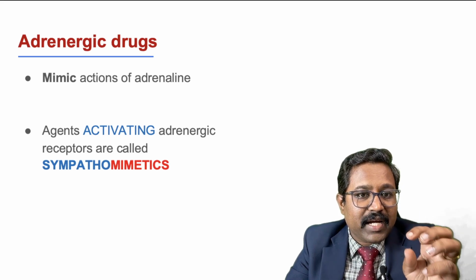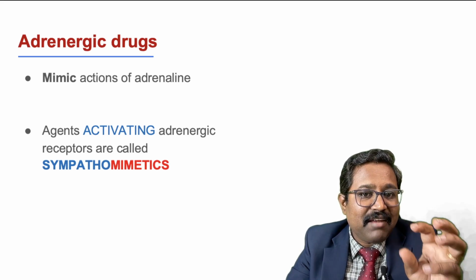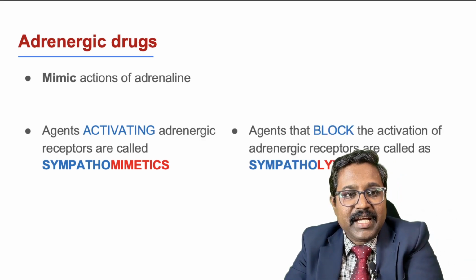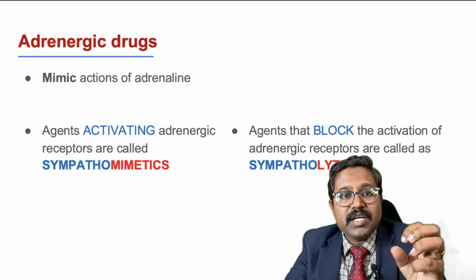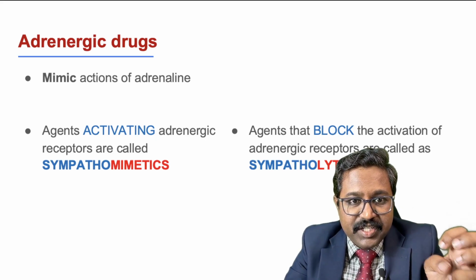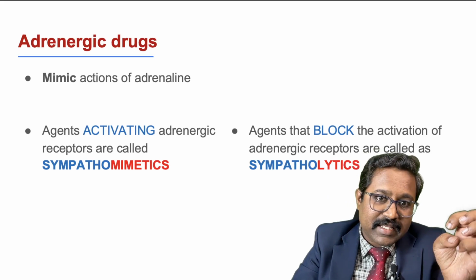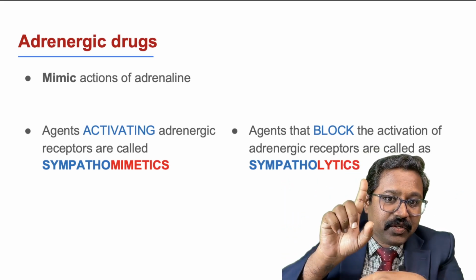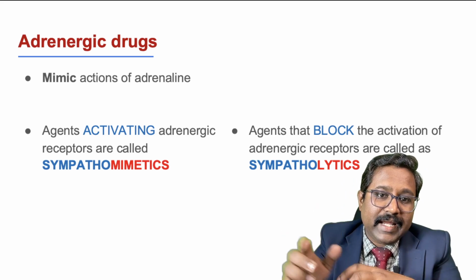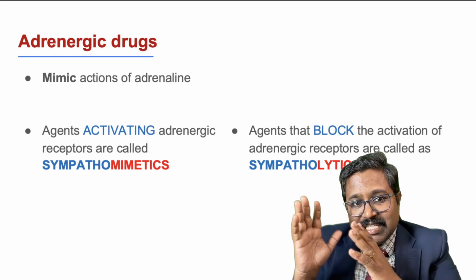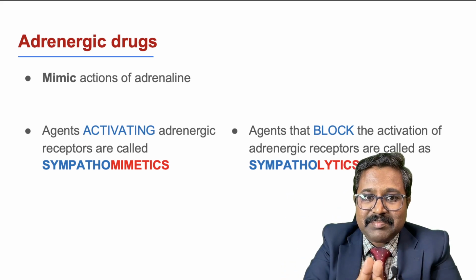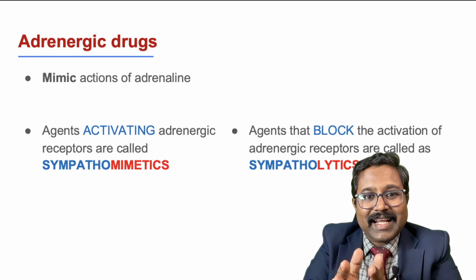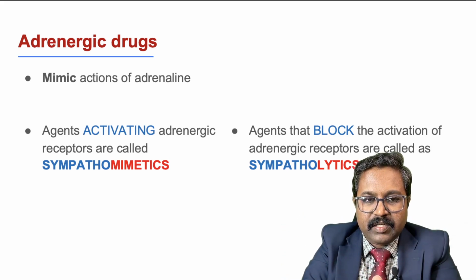The agents which are activating the adrenergic receptors, that is the alpha and the beta receptors, are called sympathomimetic agents. And next, the agents which block the activation of adrenergic receptors are called the sympatholytics. So if they are activating, they are called mimetic drugs. If they are blocking the receptor mediated action, they are called sympatholytic drugs, or adrenergic blockers.